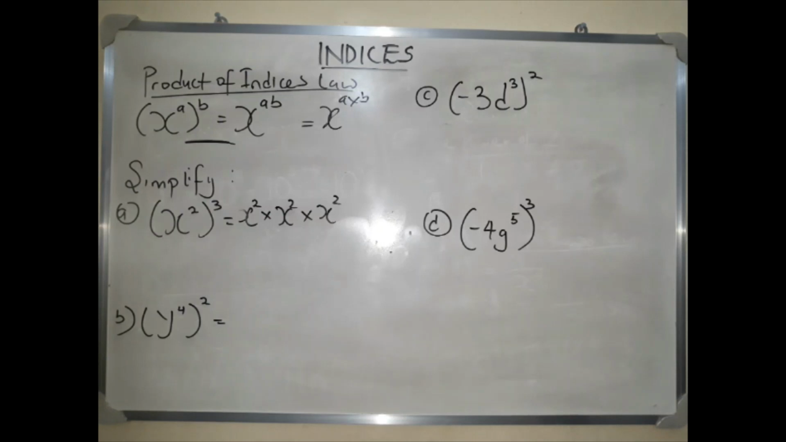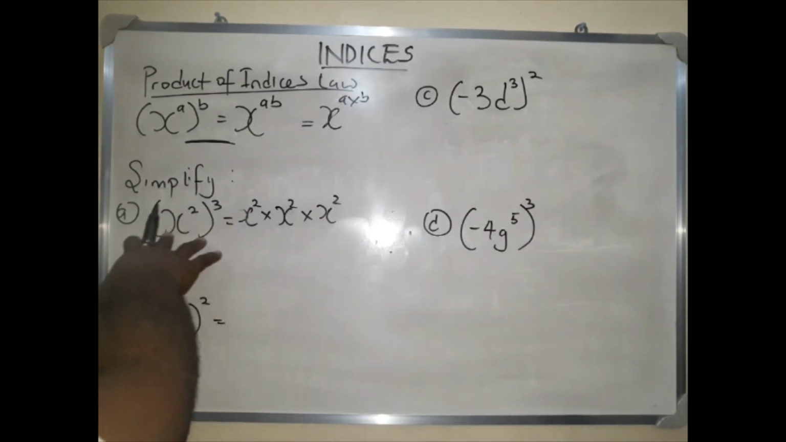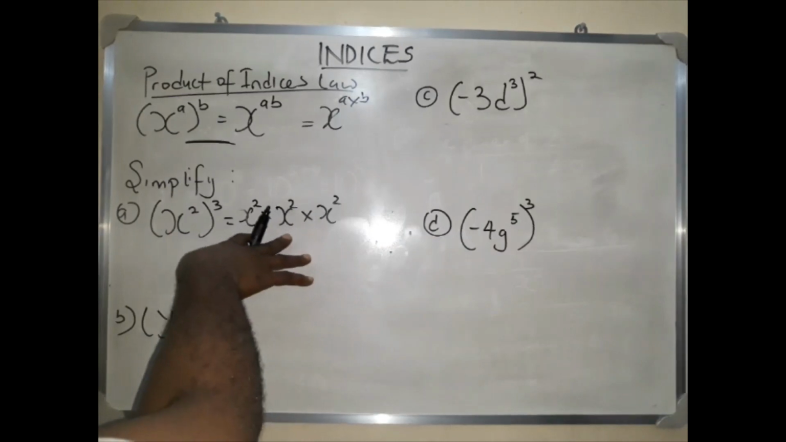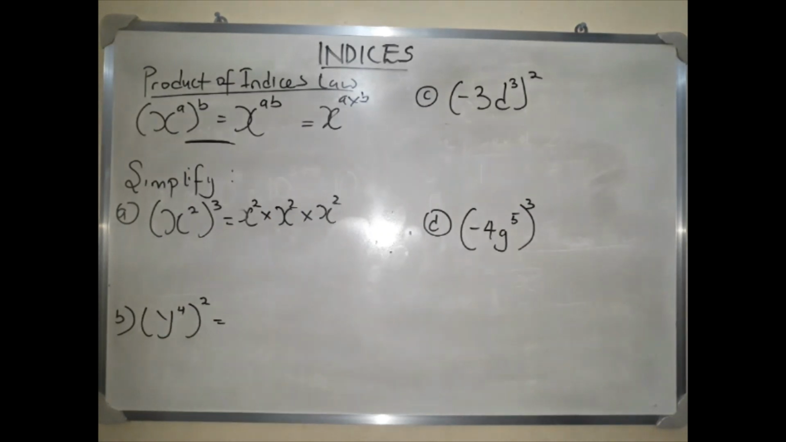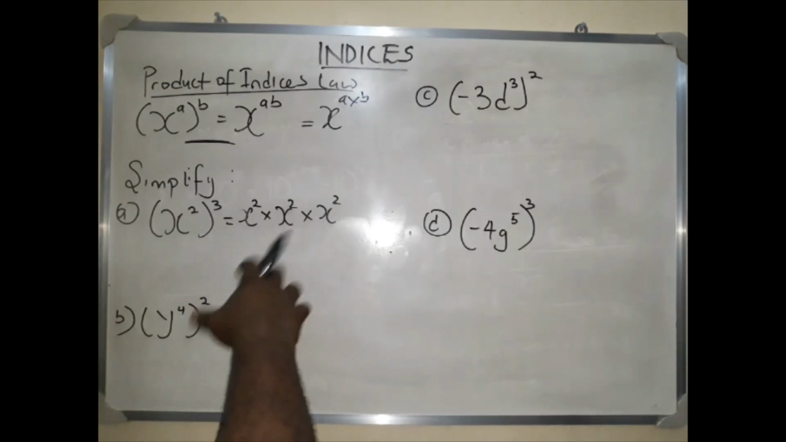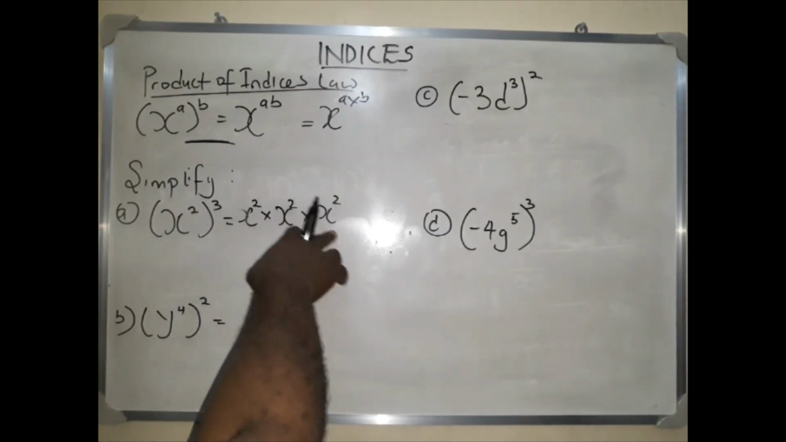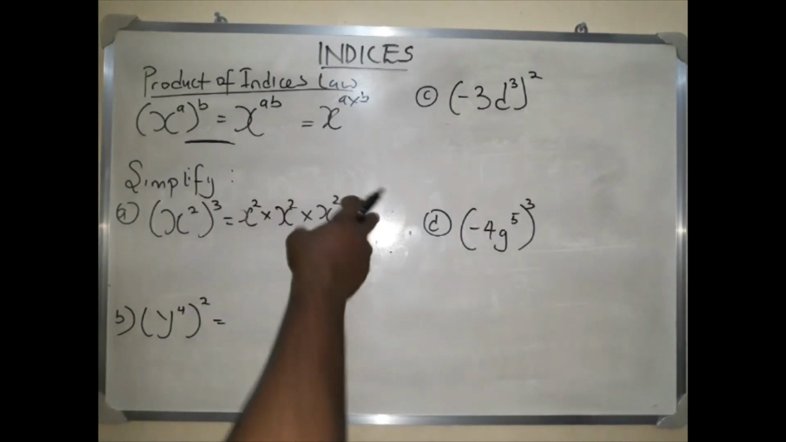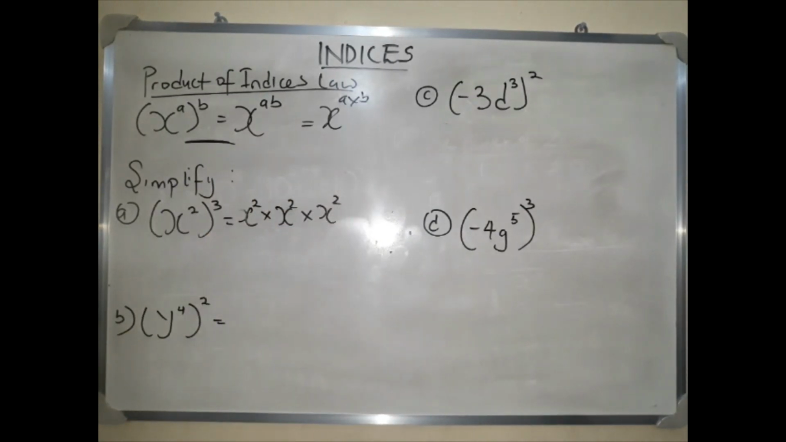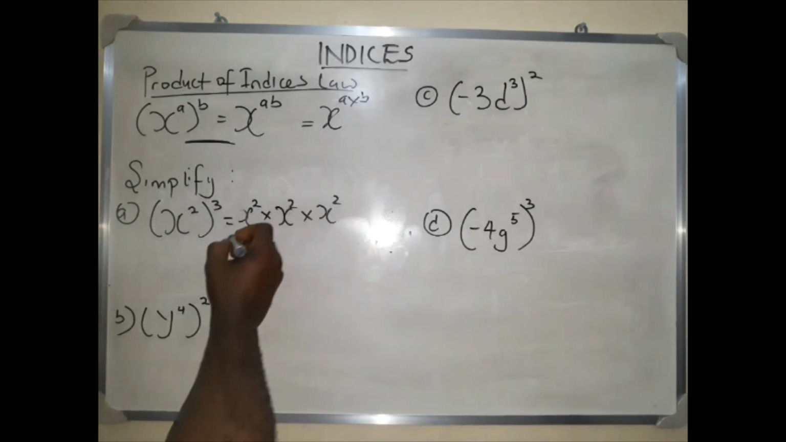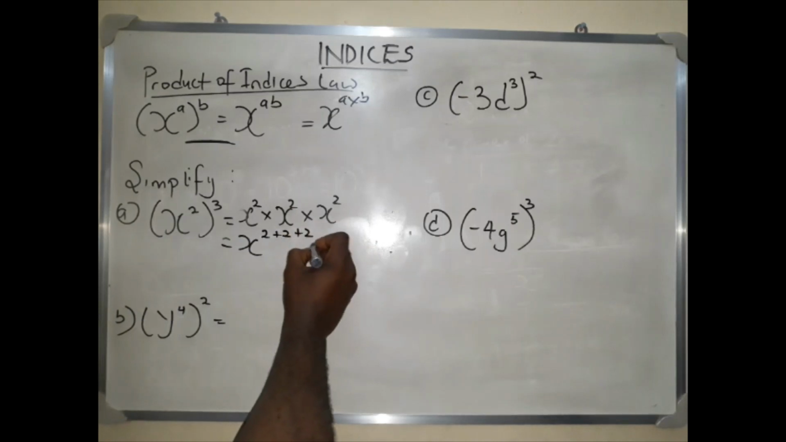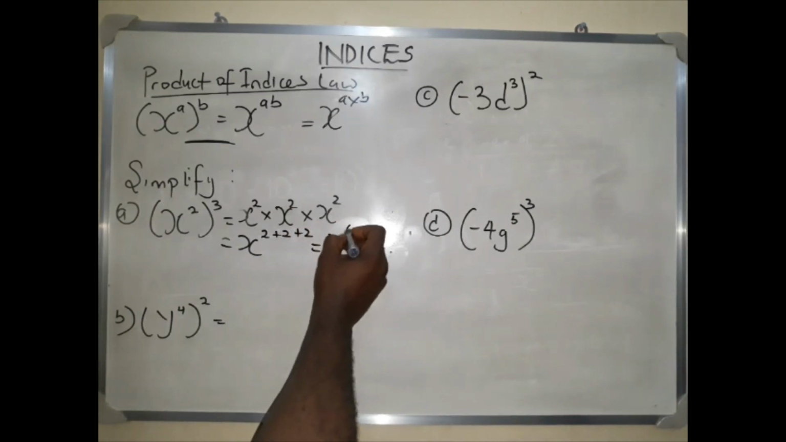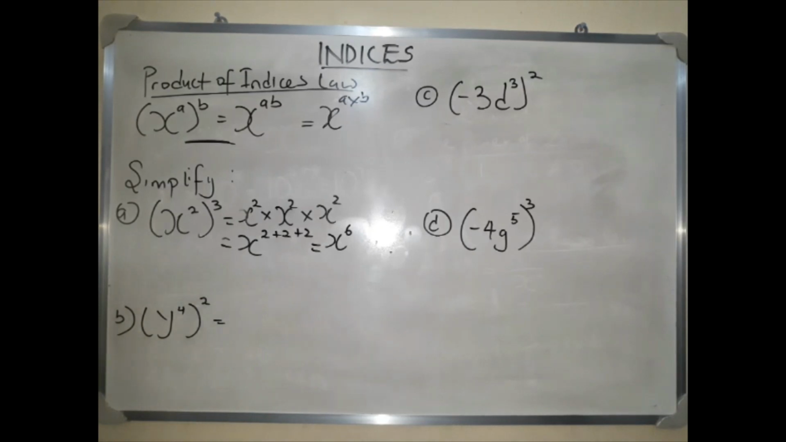And then when you do that, this expression has now changed to this. It now resembles the multiplication law, doesn't it? It represents the multiplication law that says that if you have similar bases and you multiply them against each other, you add their indices. So in this case, this gives us x raised to power 2 plus 2 plus 2, which gives you x raised to power 6. I hope you're following me.